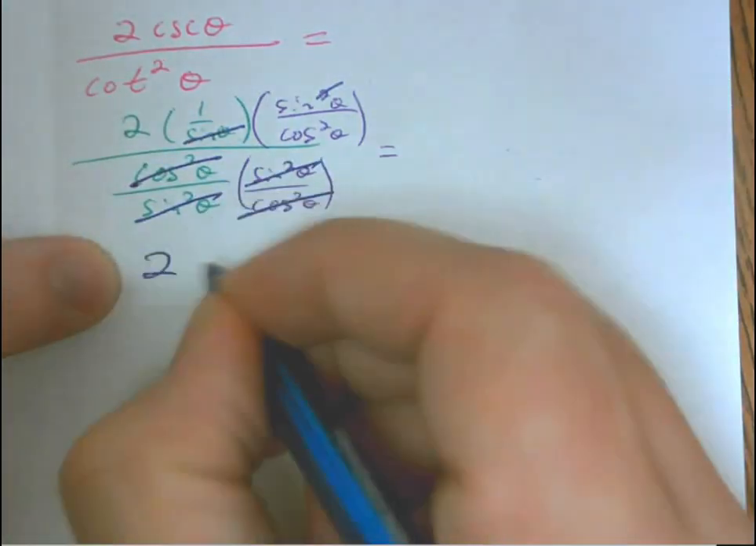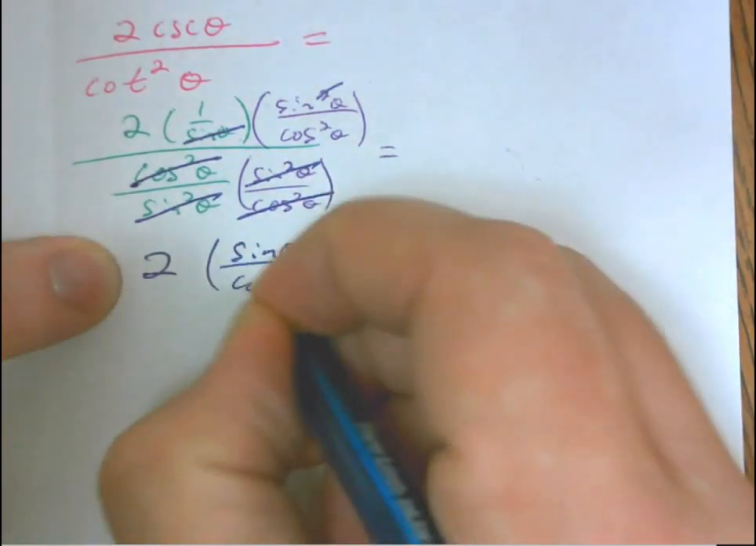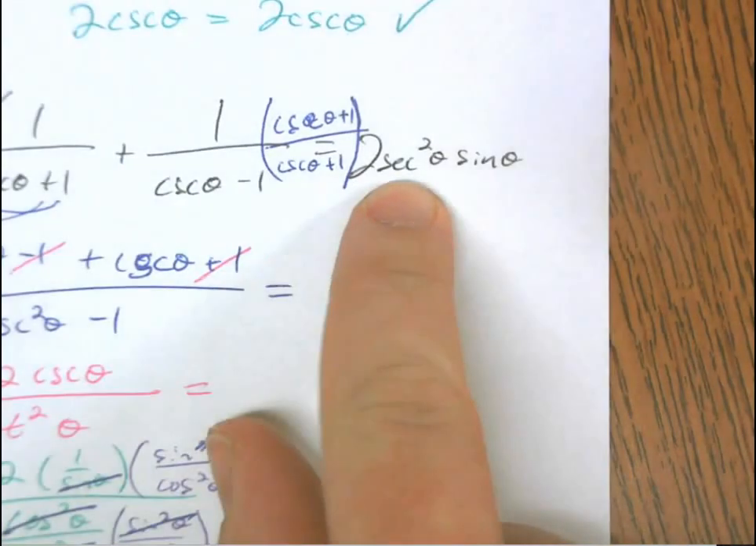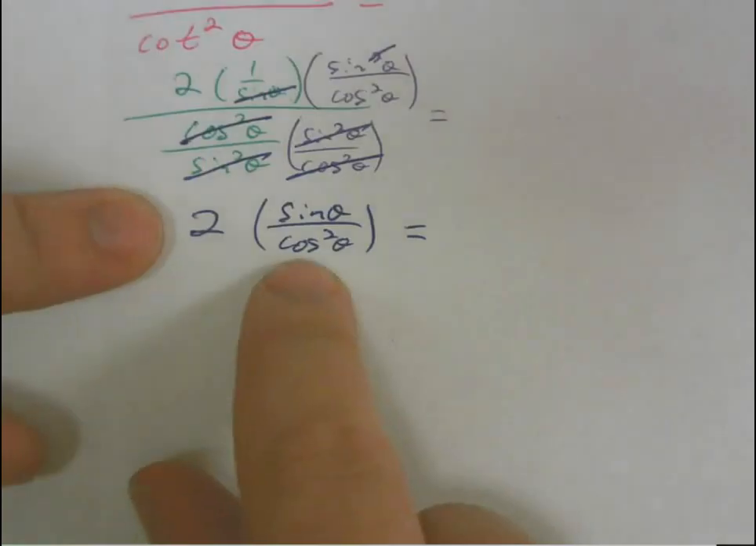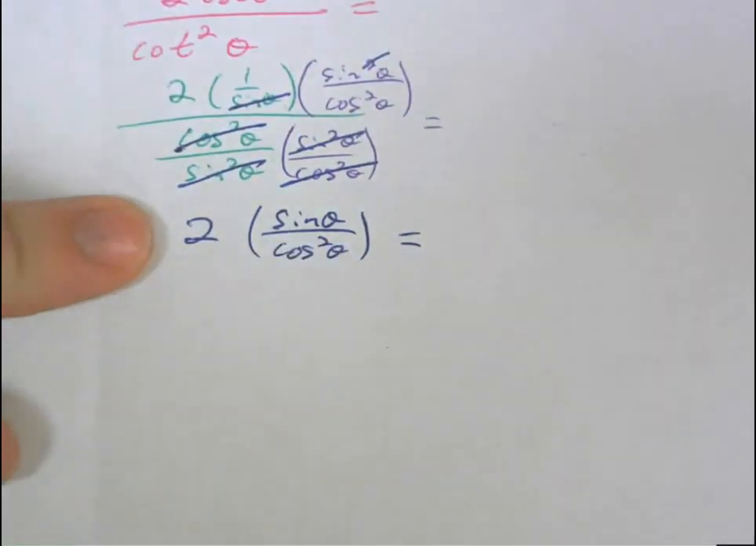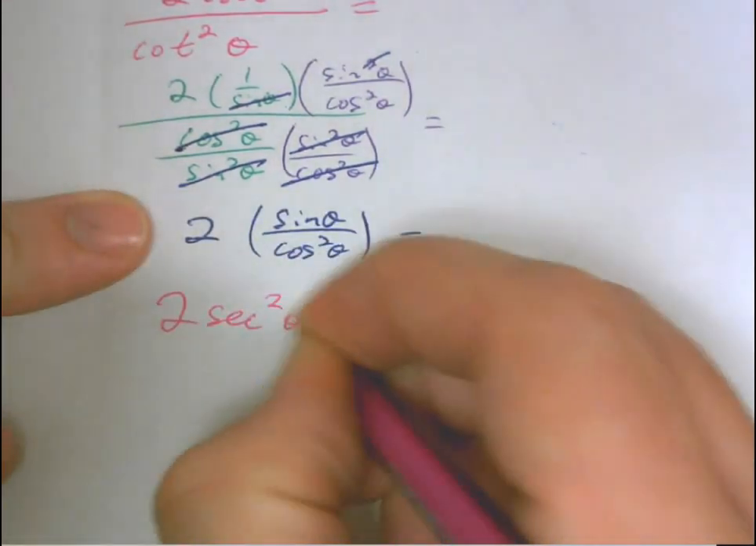So I'm left with 2 times sine theta over cosine squared. All right, and I'm trying to get to 2 secant squared theta. Well, I know 1 over cosine squared is secant squared, and then sine is just sine, so there it is. 2 secant squared theta.